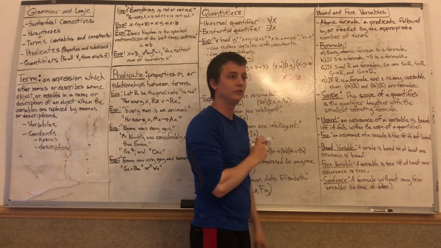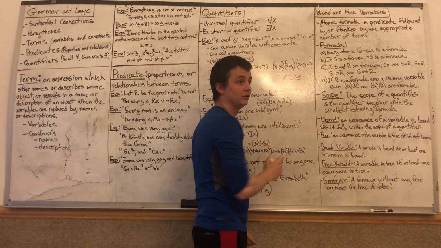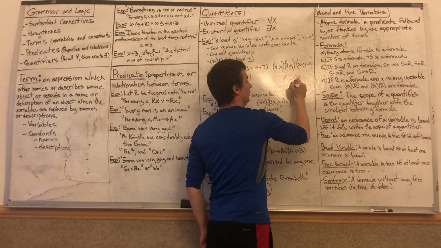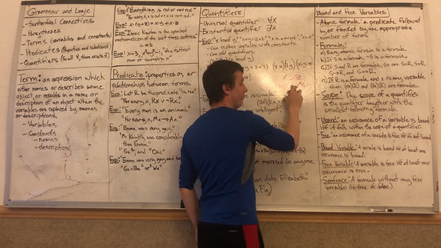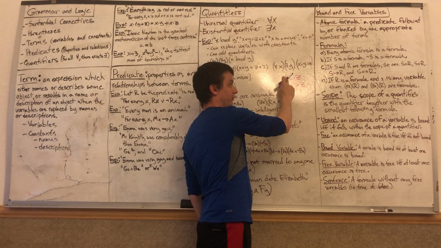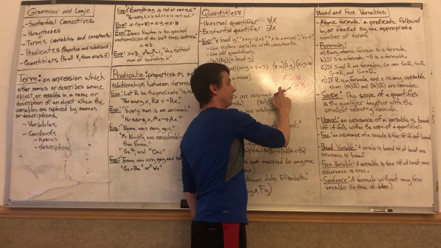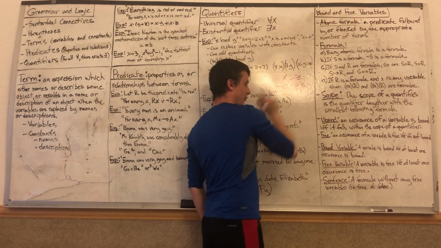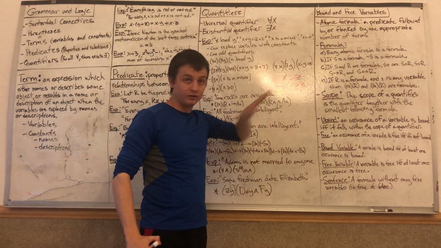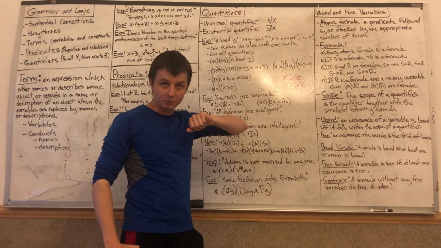X is greater than 3. That's a free variable. We didn't bound it. But a bound one would be: there exists x such that x is greater than 3. Okay, now x is bound. Not bound, in other words free, versus bound. And even if I make this a for all, it's still bound. Why? Because a quantifier applies to it. And that's what it means to be bound.